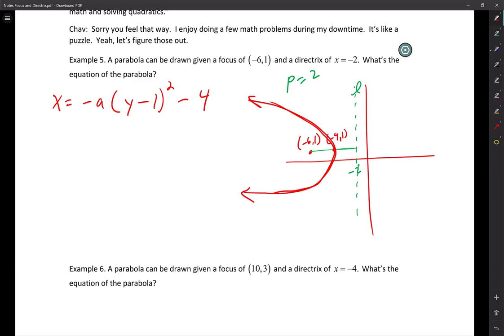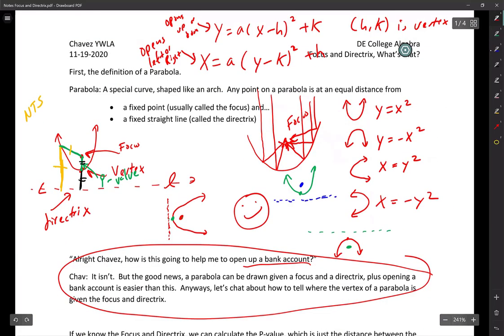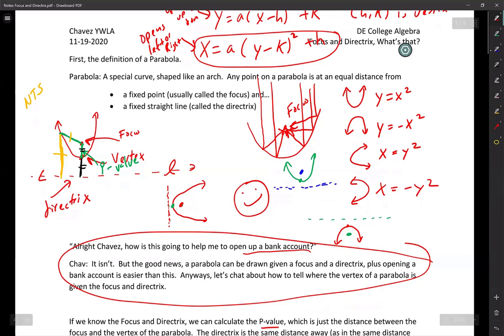If you plug in a y value of 1, you get an x value of negative 4. No, the x value is negative here. That goes on the outside. You're thinking of if it opens up or down. So scroll all the way up to the very top and notice what I have right here. Look at the H. Yes. H and K flip, guys.